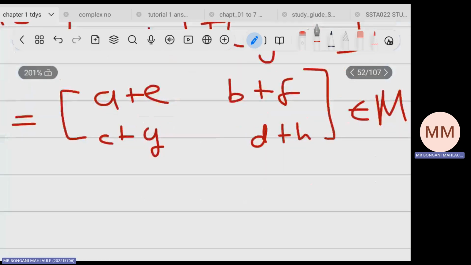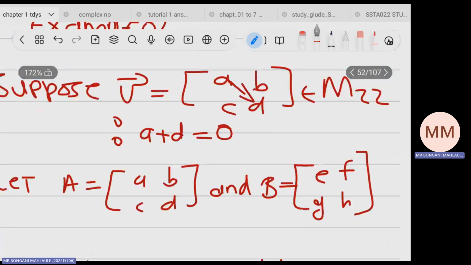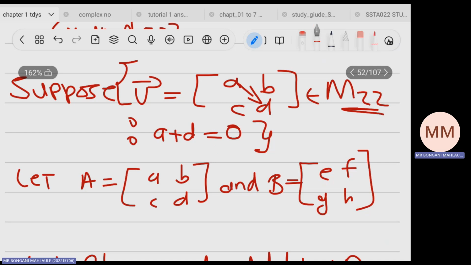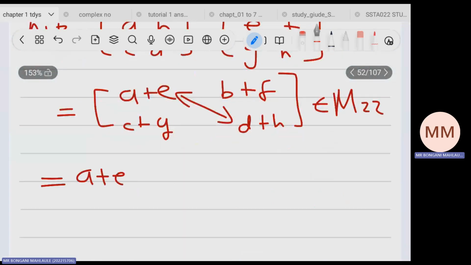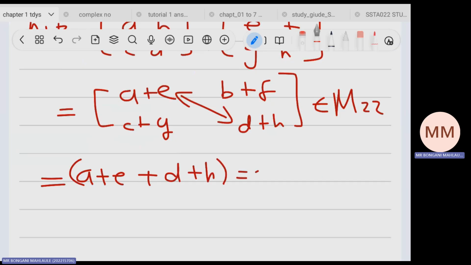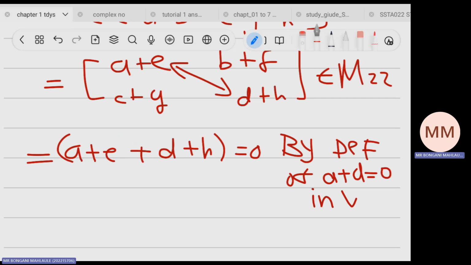Now from the definition, when you have a vector which is a 2 by 2 matrix, when you add, you must get what? 0 when you add the opposite vectors. So here I will add a plus e plus d plus h. This is equal to 0 by definition of a vector space.